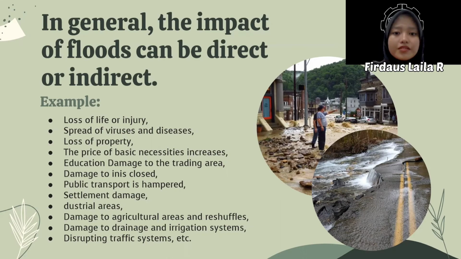8. Damage to the trading area. 9. Damage to industrial areas. 10. Damage to agricultural areas and reservoirs. Many farmers on the coast are threatened with bankruptcy because the pond is damaged by floods, and also floods that inundate farmland can cause pressure and crop failure in some areas. 11. Damage to drainage and irrigation system. And 12. Disrupting traffic system.